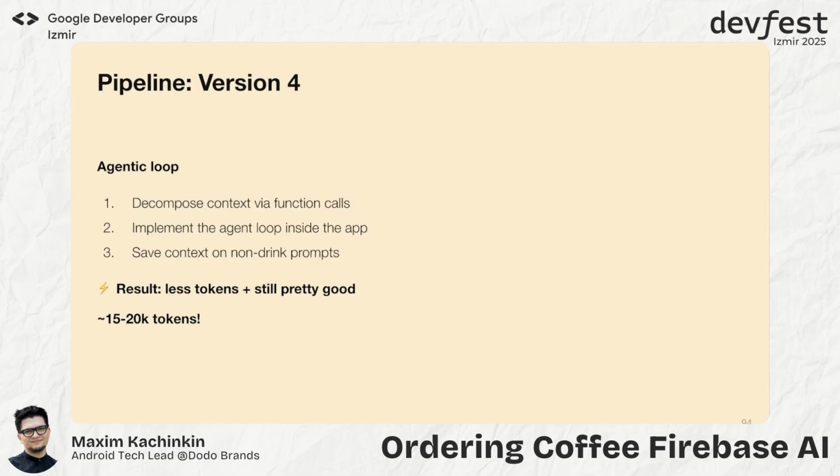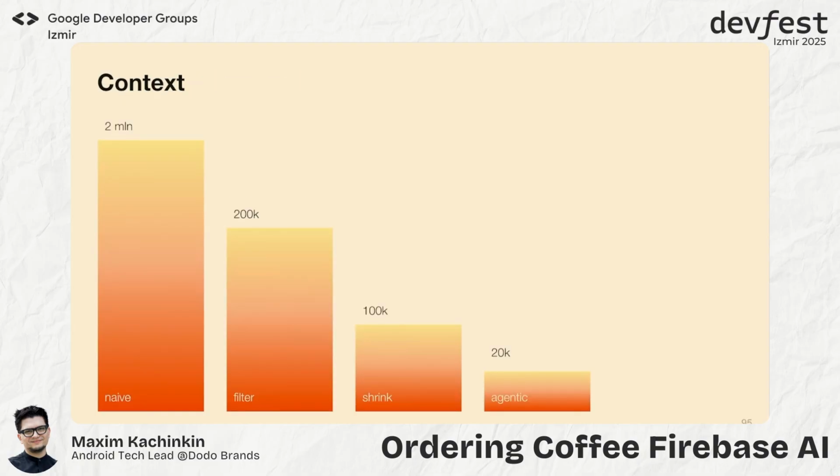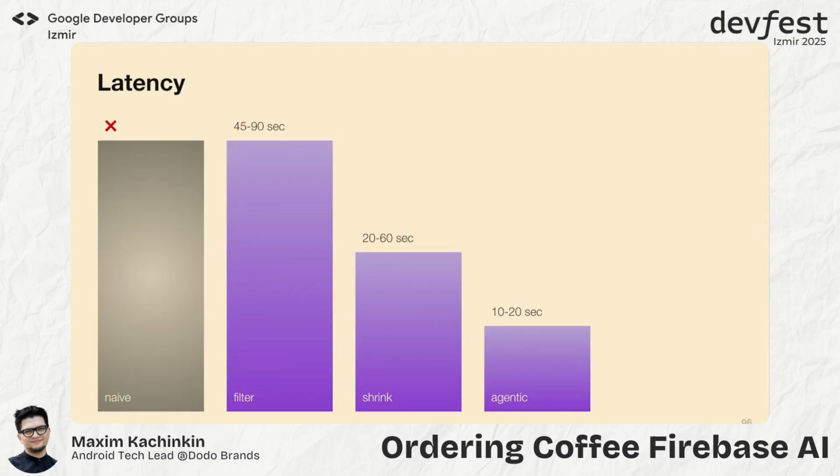And after we did that, the result was still pretty good, and we spent about 15-20K tokens. This is my favorite slide, going from 2 million to 20K tokens per scenario. And the latency also goes down to 10-20 seconds. It's pretty good for us. We were really happy. I was really happy when we did this.